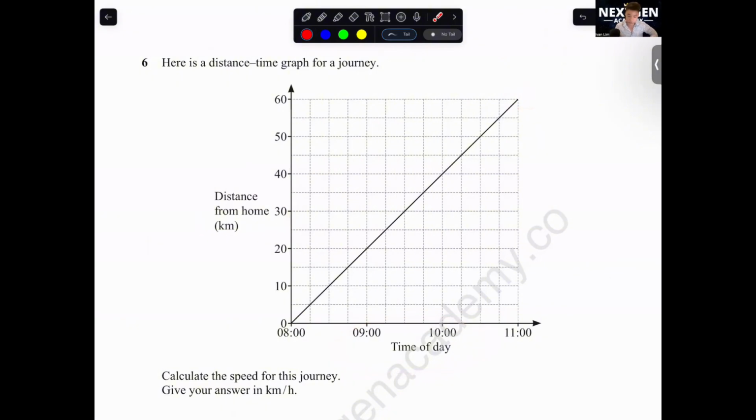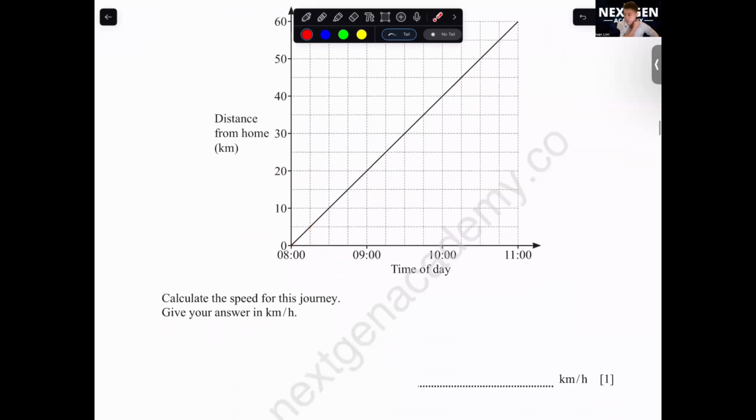Okay, but this is what I need you all to remember. Sometimes they may not give you so nice where they start from 0. What are we actually calculating over here for speed, for a distance time graph? The proper term for this, we are actually calculating the gradient. You know what's gradient? The formula is y2 minus y1 over x2 minus x1.